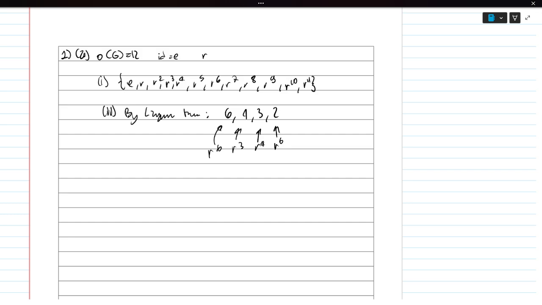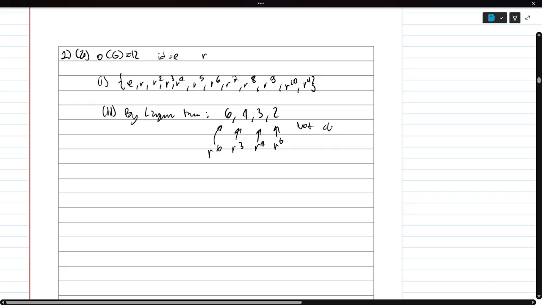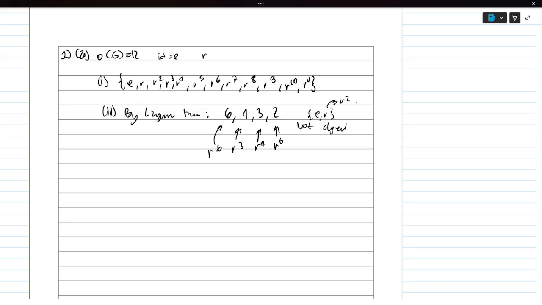So you can't have possibly a subgroup of order 2 with R and E because, I mean, it's not closed. Yeah, it's not closed. This is not closed because you have R squared, which is not part of E, R. But this is the only possibility.